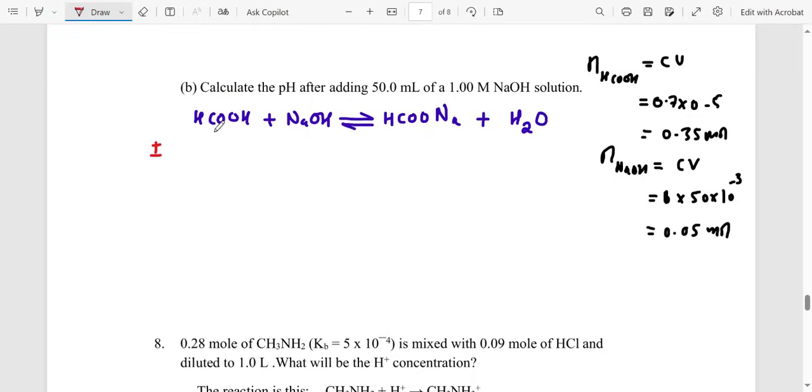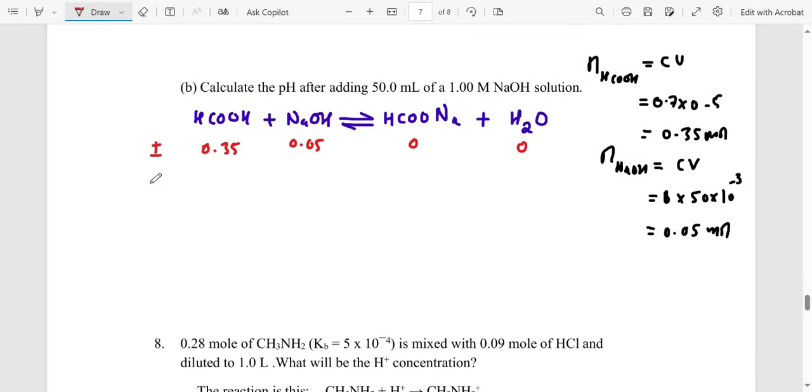What this is telling you is that when you now want to use the ICE table, for the initial amounts you use moles here, not concentrations, okay? Because the volume wasn't the same for the sodium hydroxide and for the acid. The initial moles of the acid is 0.35, for the base it is 0.05, and we don't have any products here.